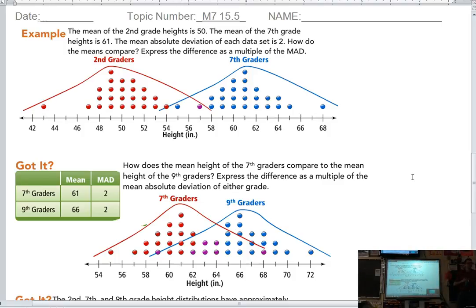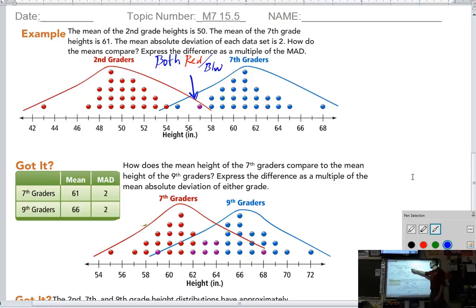What do you mean they're both? Like, okay, so you got the second grader. So one guy, he's like 57 inches, and then one seventh grader and one second grader, they're both going to be like 57 inches tall. This dot is both red and blue. So this dot is both red and blue. So that's representing two kids, a second grader and a seventh grader.